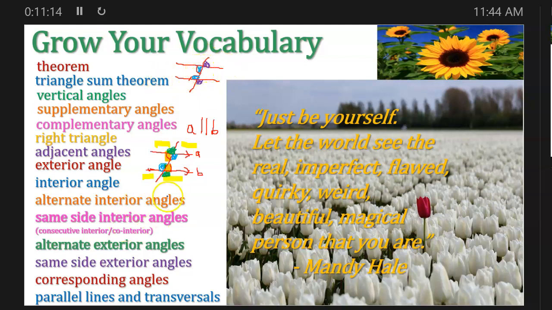Okay, corresponding angles. This is probably one of the hardest to comprehend. They are congruent, these corresponding angles. When I get to that slide, I'll explain it a little better. But let's say you had this relationship here with these two parallel lines with a transversal, okay?